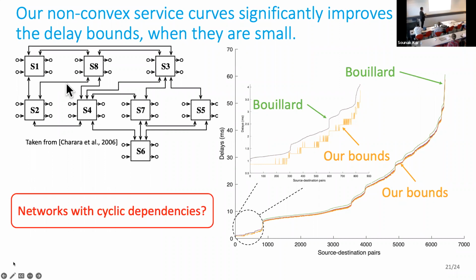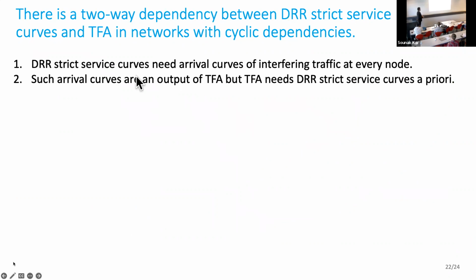Well, I said that we chose paths to be feed-forward. You might ask, what is the problem with networks with cyclic dependencies? When combining TFA and DRR strict service curve with networks with cyclic dependencies, we observe that there is a two-way dependency between our DRR strict service curve and TFA. Because in order to compute our DRR strict service curve at a node, we need to know the arrival curves of the interfering traffic at that node. We could compute such arrival curves by applying TFA. However, TFA needs to know the service curve in advance.